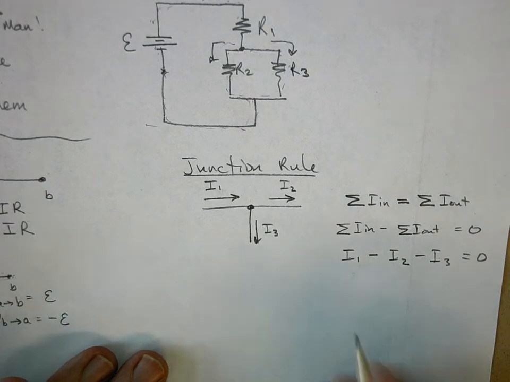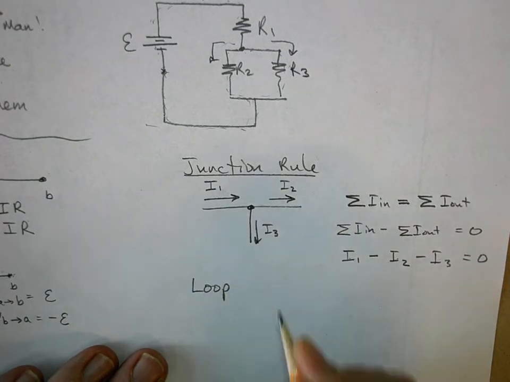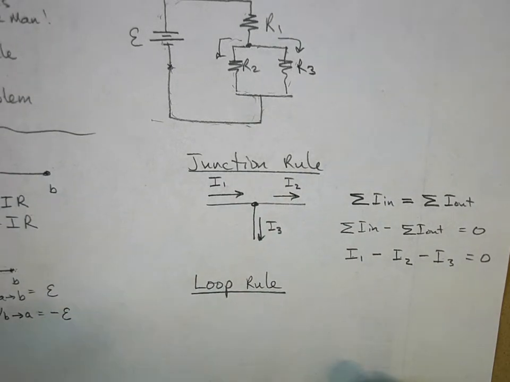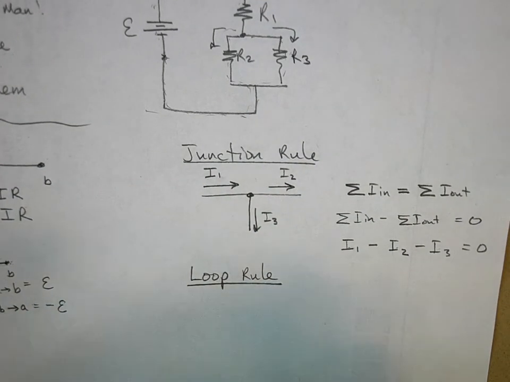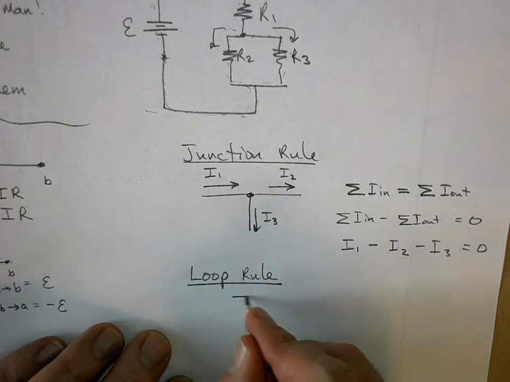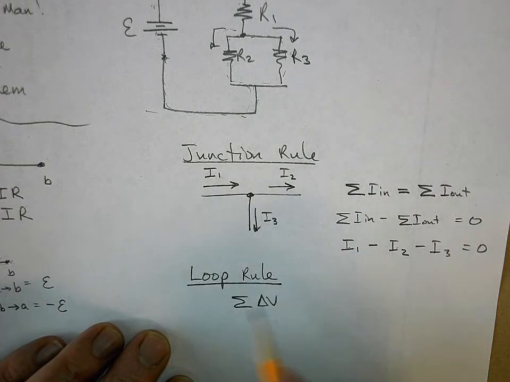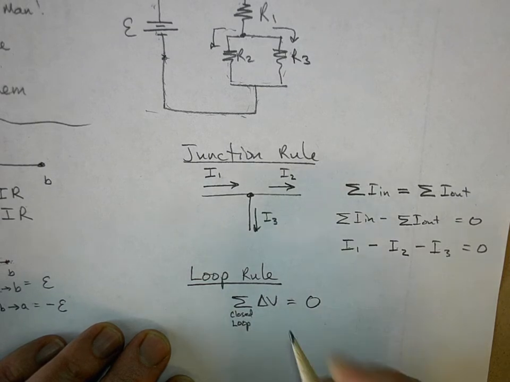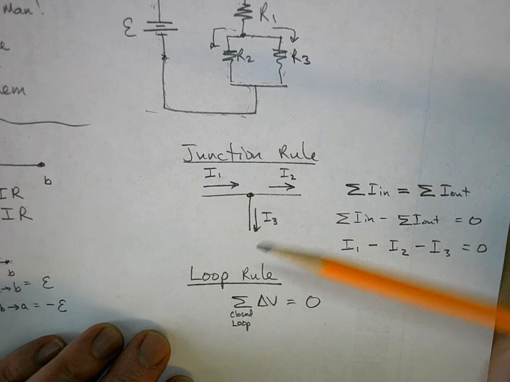Okay, so let's talk about the loop rule. This is the second of Kirchhoff's rules. Basically the loop rule is really the voltage man rule. And it basically says that when you add up all the changes in voltage in a complete loop, when you're going around a circuit, they all have to add up to 0 if it's a closed loop. And voltage man likes closed loops. He likes to finish where he began, where he started.